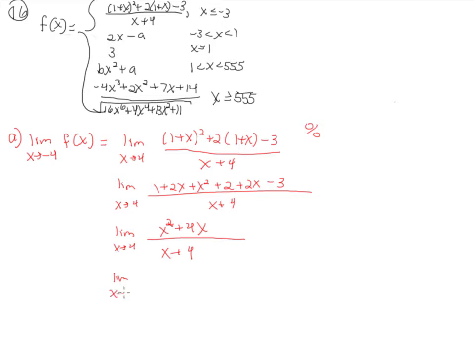And I notice I have a GCF of x in the numerator, so I'm going to bring that out. And now I can cancel out the x plus 4s. I have the limit as x goes to negative 4 of just x. So I can now try direct substitution, and when I plug in the negative 4, I end up with my limit being equal to negative 4.